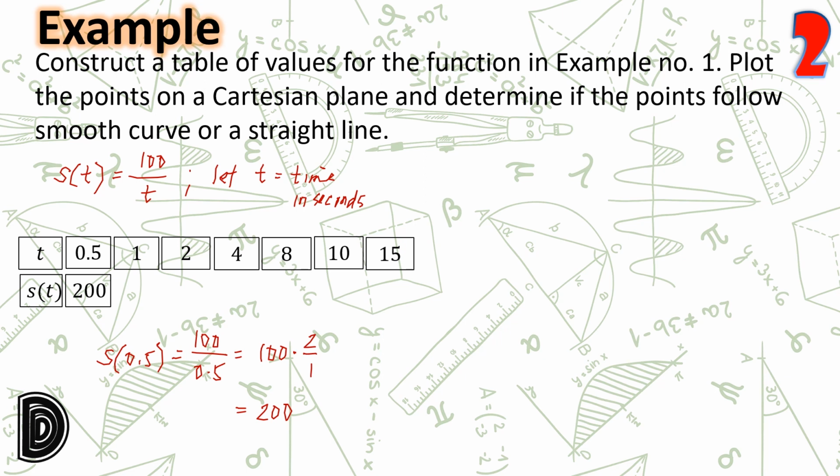We do the same with the other values of t. If t is equal to 1, so we'll have 100 over 1, that is 100. If t is equal to 2, we have 100 over 2, that is 50. If t is equal to 4, 100 divided by 4 is 25, so S of t is 25. If t is equal to 8, then S of t is 100 over 8, that is 12.5. If t is equal to 10, then we have 100 divided by 10, that is 10. Also, when t is 15, we have 100 divided by 15 for S of t, that will be 6 2/3, or 6.67.